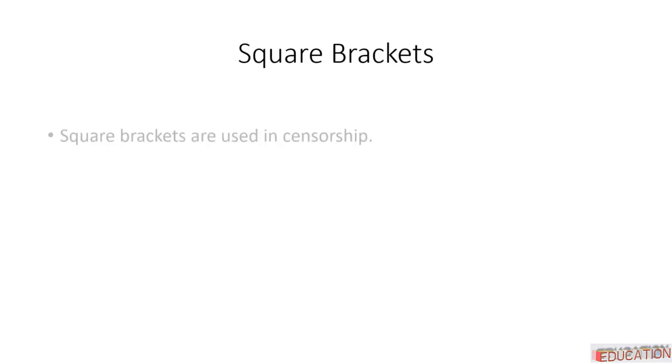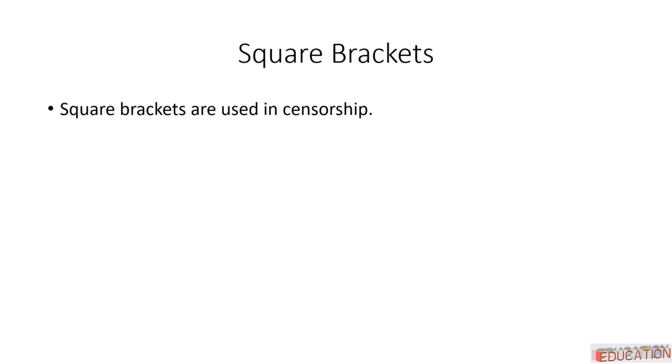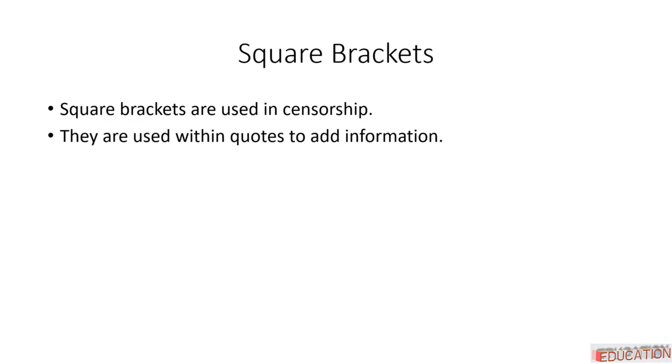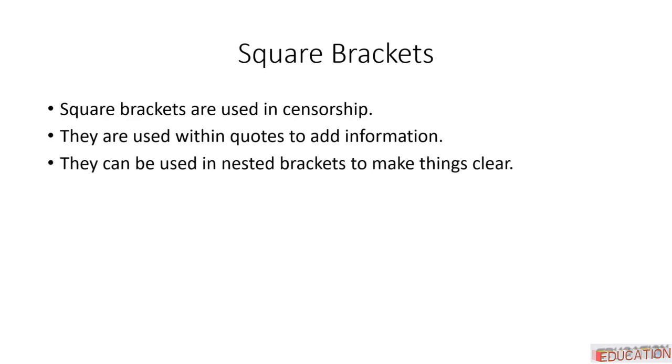Look at square brackets now. Square brackets are used in censorship. They're also used in quotes to add information, and can be used in nested brackets to make things clear which comments go where. And they have one very specific use, namely when writing [sic], when quoting someone.